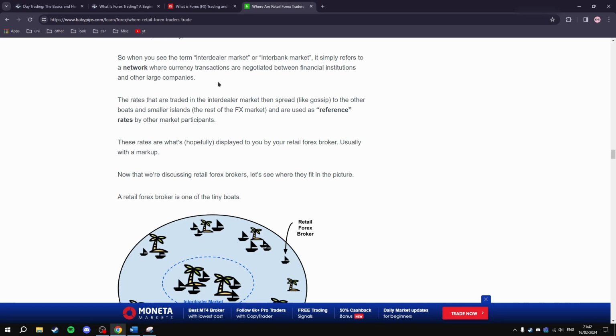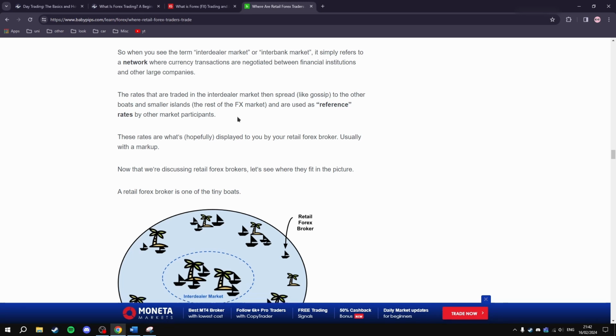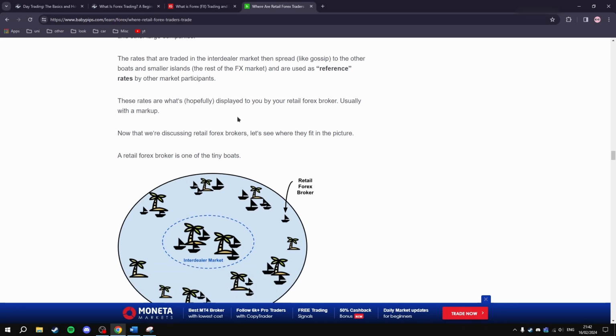The rates that are traded in the interdealer market then spread like gossip to the other boats and smaller islands, the rest of the FX market, and are used as reference rates by other market participants. These rates are what's hopefully displayed to you by your retail forex broker, usually with a markup.